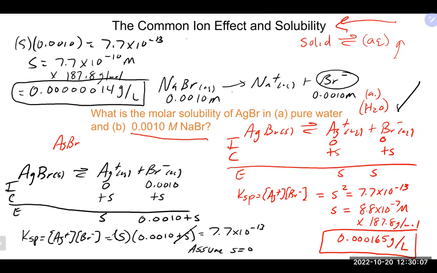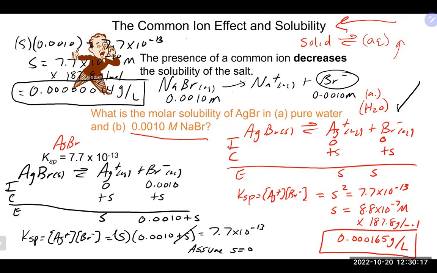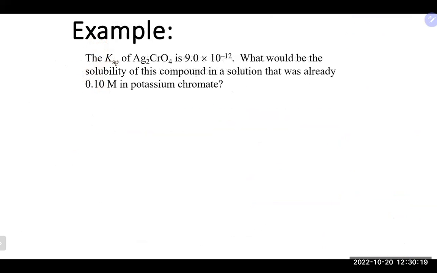So one important effect on solubility is the presence of a common ion, which obviously will decrease the solubility of it. Let's take a look at one here. So why don't you try this one here? The KSP of silver chromate is 9 times 10 to the minus 12. What would be the solubility if it was in a solution of 0.1 molar potassium chromate?